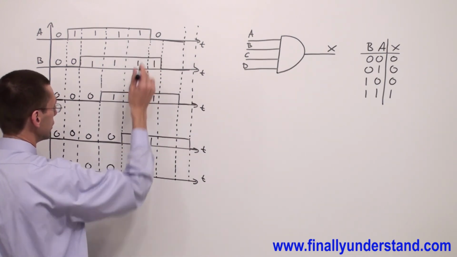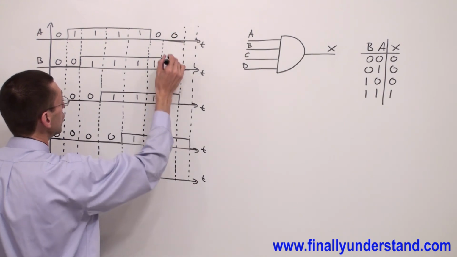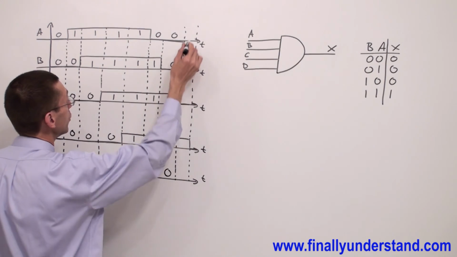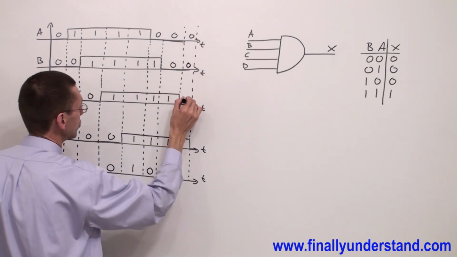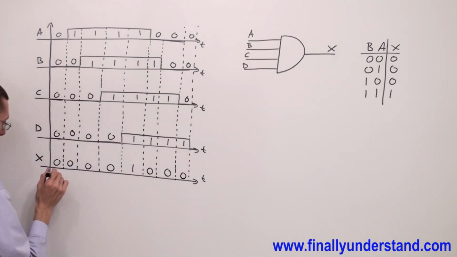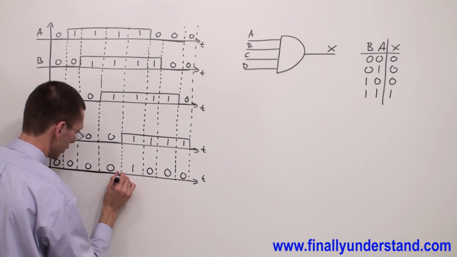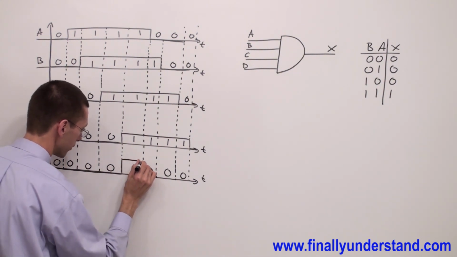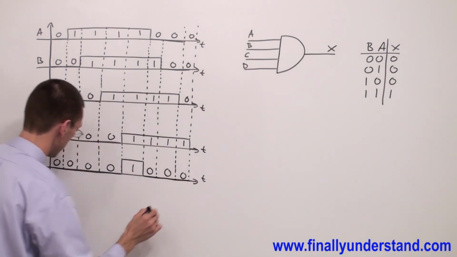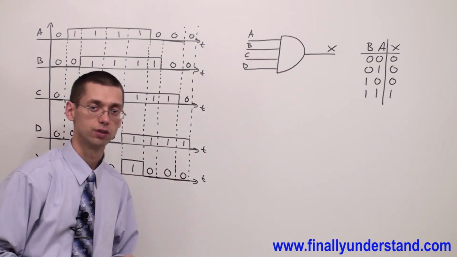Next column, we have 0, 1, 1, 1. We get 0, that's why the output automatically is 0. We have 0, 0, 1, 1. This is 0. And we have 0, 0, 0, 1. This is 0. Now you can draw the output waveform, which looks like this. 0, 0, 0, 0, 0. And we have 1. And again, we have zeros. And basically, this is my output waveform, which is the solution to my problem.